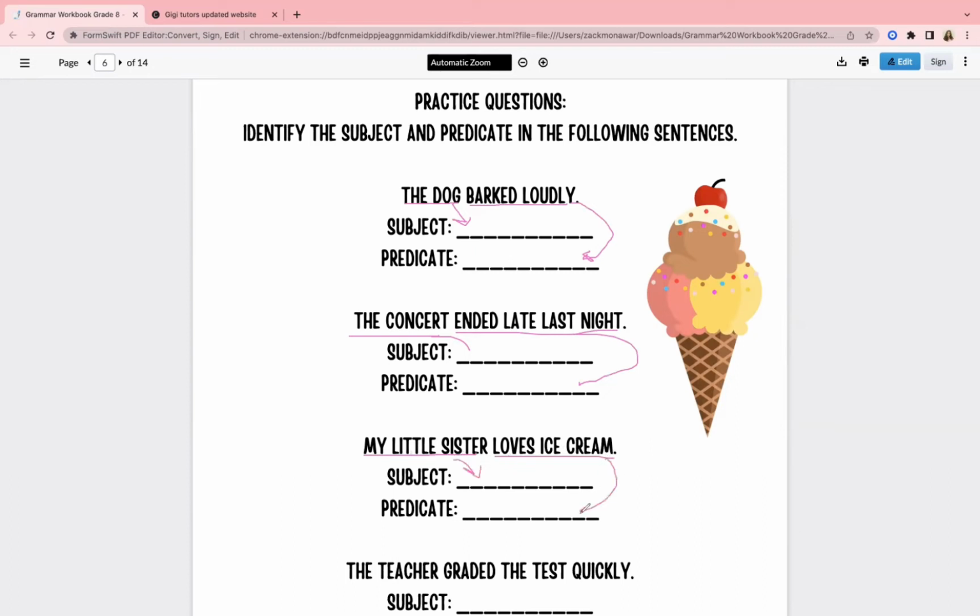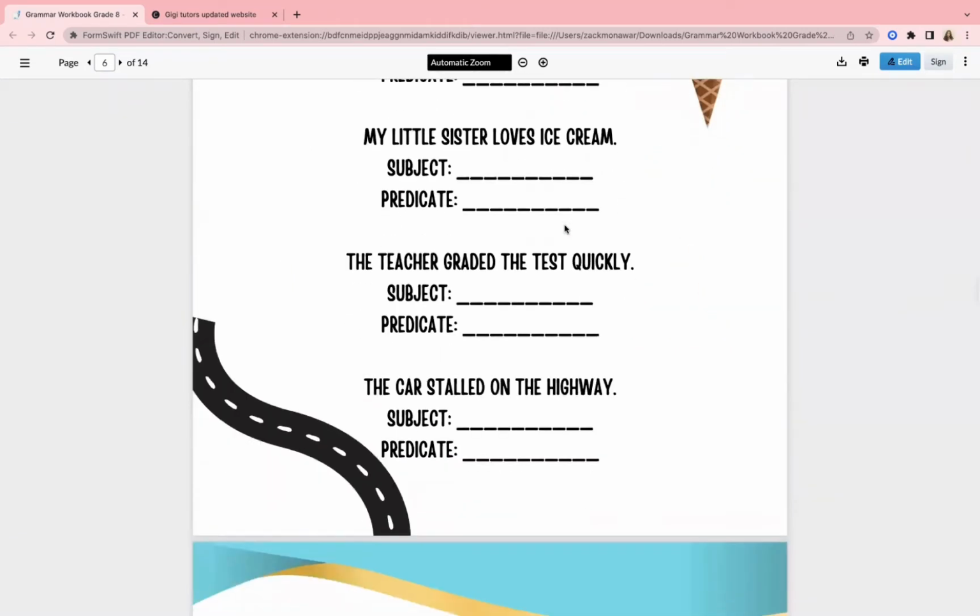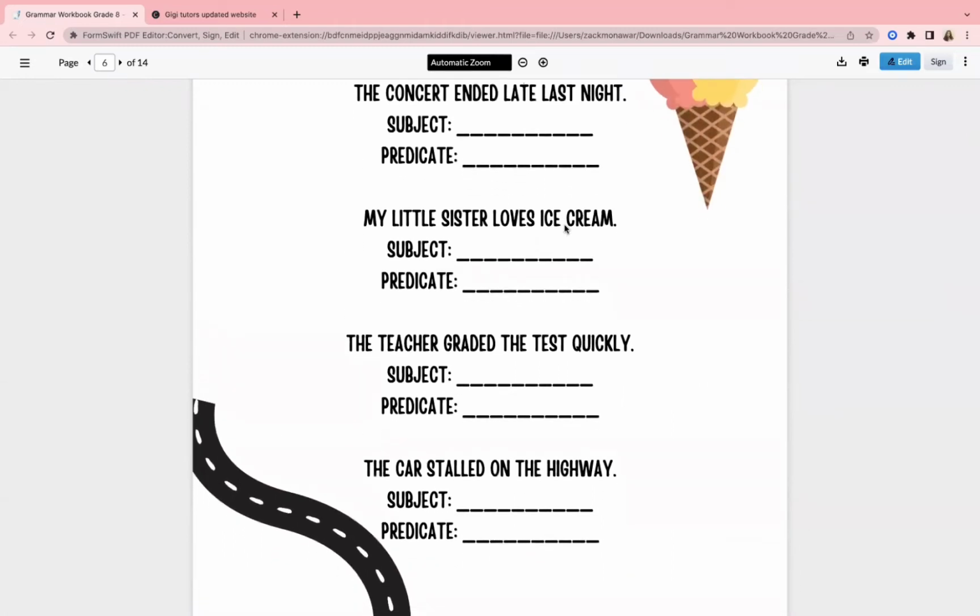This third one, my little sister loves ice cream. Subject is my little sister and predicate is loves ice cream. Again, we're splitting these into 2 parts. 2 parts, everybody. Okay, so now let's scroll down a little bit to look at our last 2 questions here. Before I go over the answers, see if you're able to identify the complete subject and complete predicate on your own. Remember, our sentence is split up into 2 parts, just like these last ones.